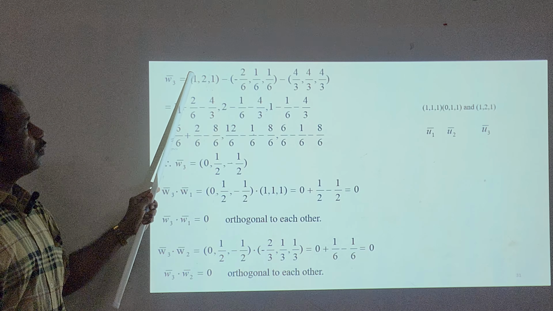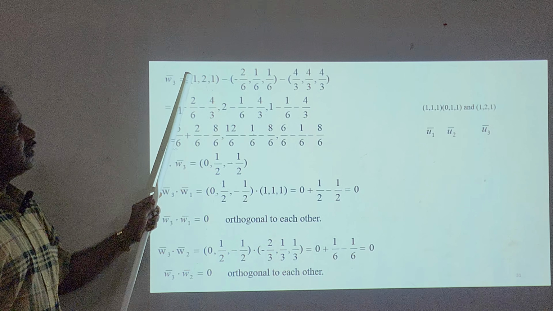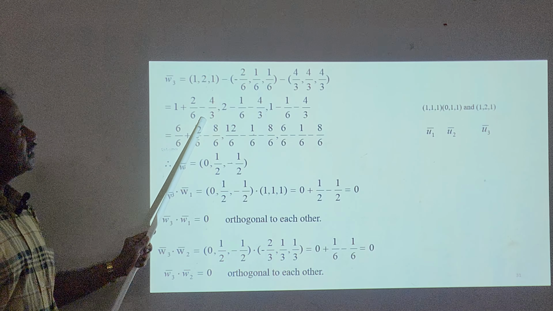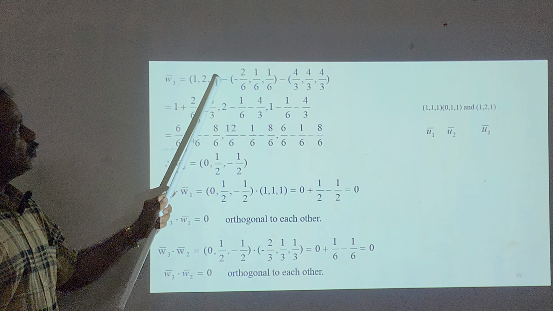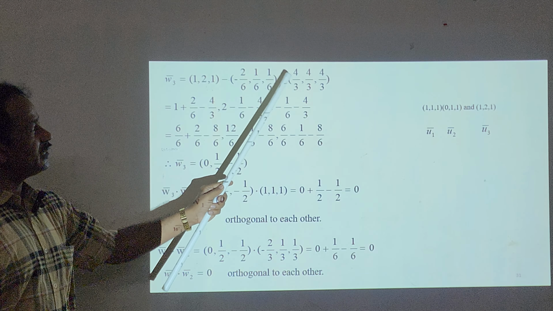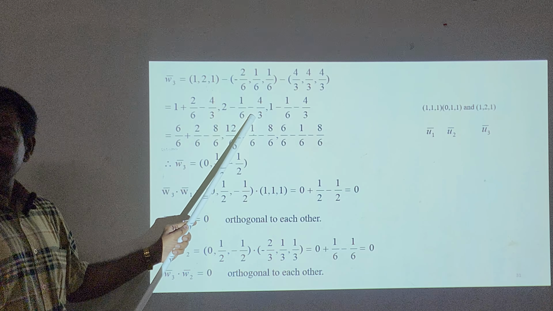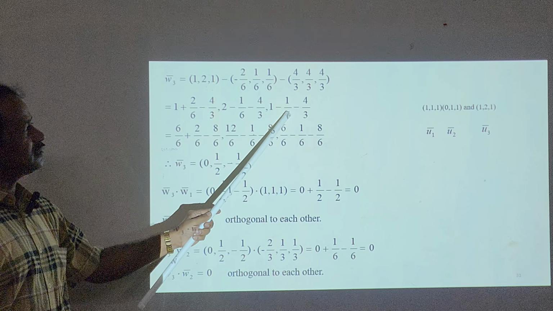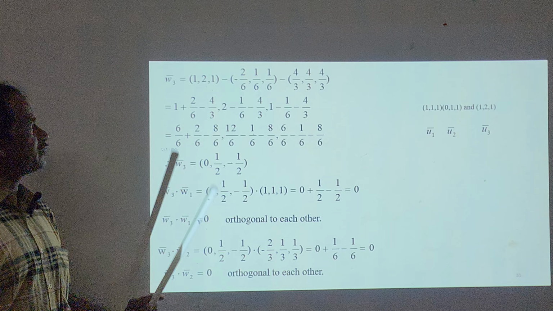So this becomes 1 plus 2 by 6, and the next one will be minus 4 by 3. So this is the first vector. The second one will be 2 minus, and minus is common, so minus 1 by 6, and here minus 4 by 3. So this is the second vector. And the last one will be 1 here, minus 1 by 6, and this becomes minus 4 by 3.